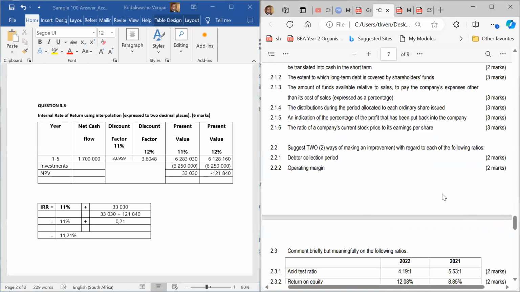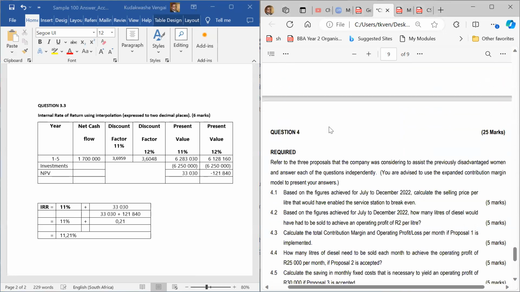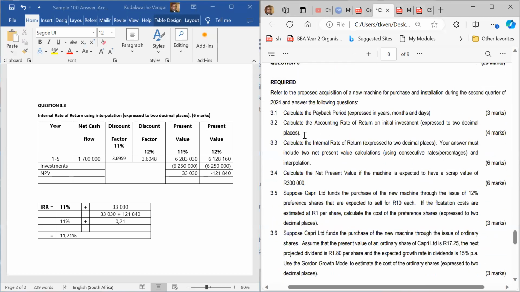So this question does not need you to interpret, if I'm not mistaken, it just needs you to calculate. It just says calculate the internal rate of return, right? And nothing else. There's no interpretation that you need to do. So once you present your answer like this, you're done. That's the final answer that you're presenting.